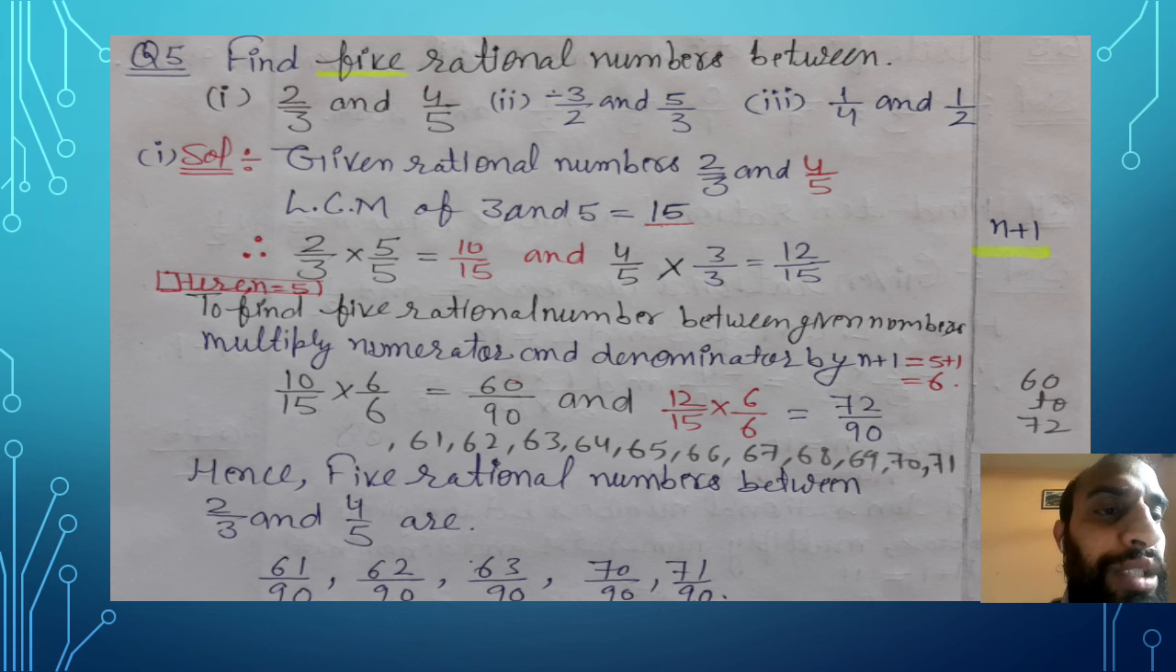Hope you are able to understand this rule, how to calculate the rational numbers between the two given rational numbers.